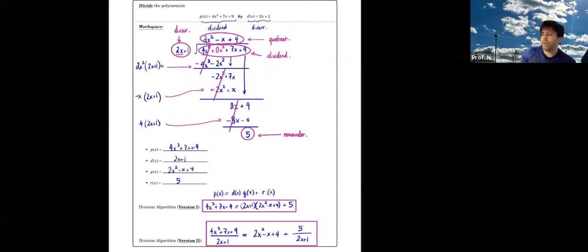So any questions about this? Any questions about the division algorithm, how we identify the divisor, the quotient, the remainder, how to perform polynomial long division? Everything okay so far? Have we all seen something like this before? Polynomial long division? This is not new, right? Okay, good.